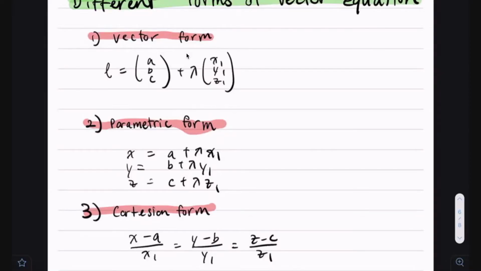But this is not the only way to express it. I'll be covering two more ways we can express a vector equation of a line: the parametric form and the Cartesian form. As seen here, this is what they look like. This is the parametric and this is the Cartesian form.